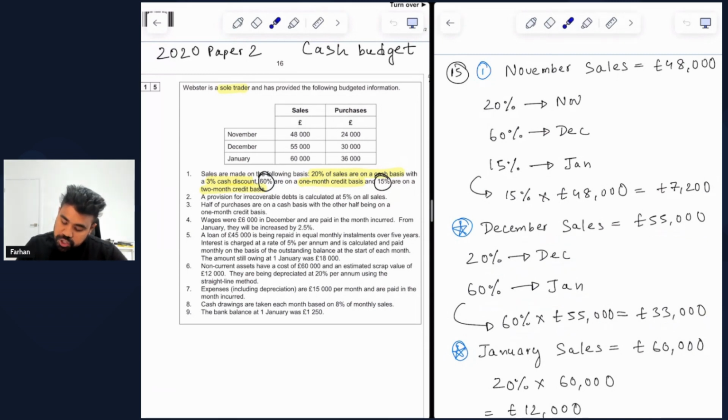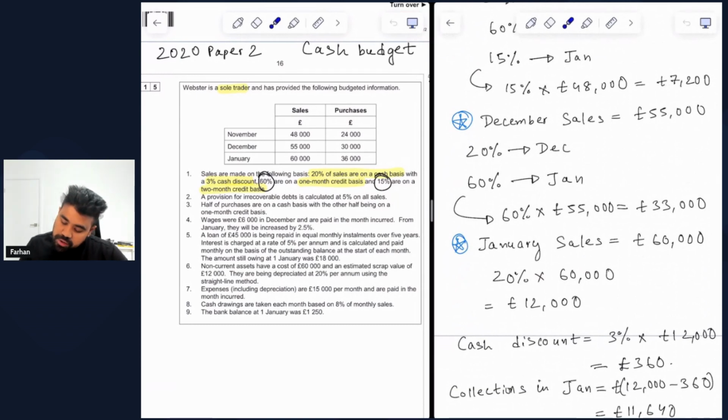Let's move on to January sales. So January sales are given as £60,000 in the table. And we understand that in the month of the sale itself, we collect 20% and also allow a 3% cash discount on that. So 20% is what we are going to be collecting in January for the sales that we have made in January. So 20% of 60,000 gives us £12,000.